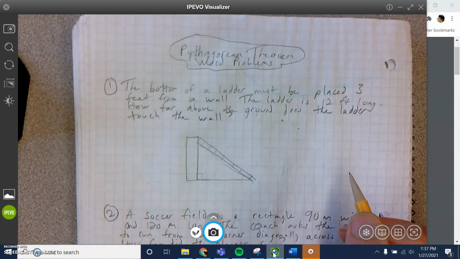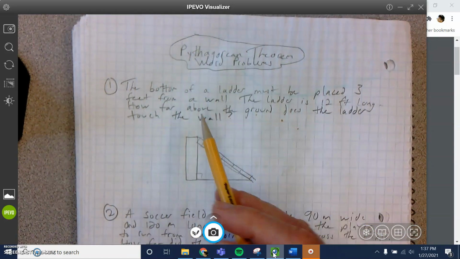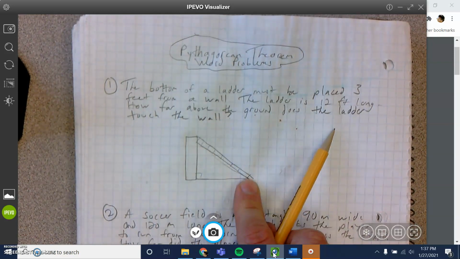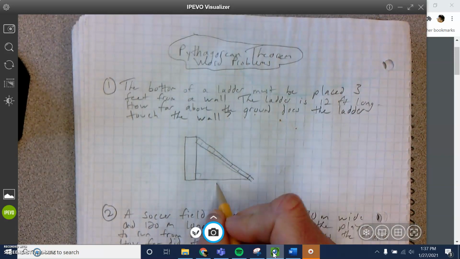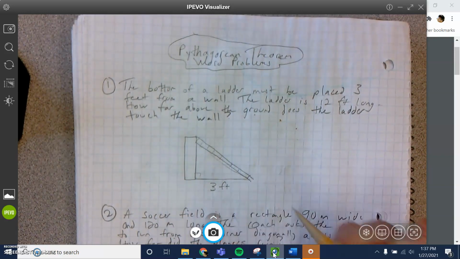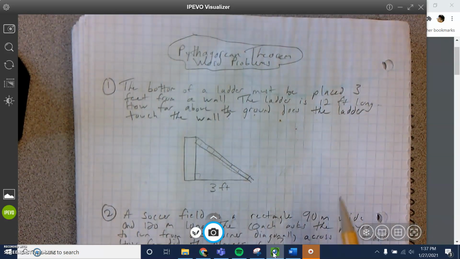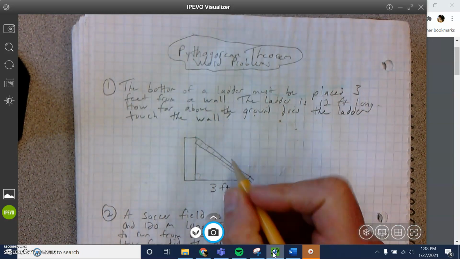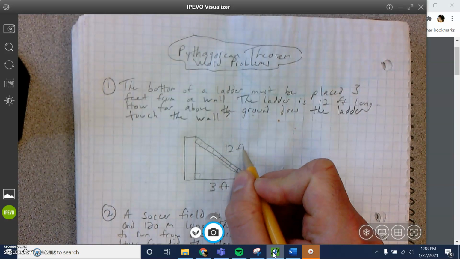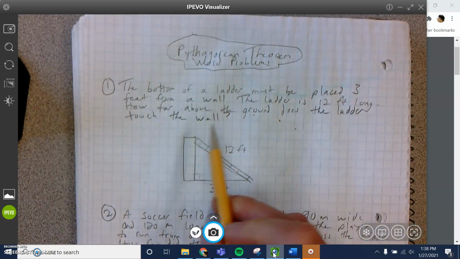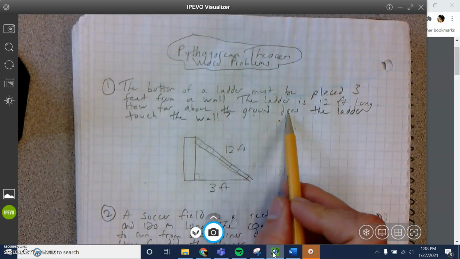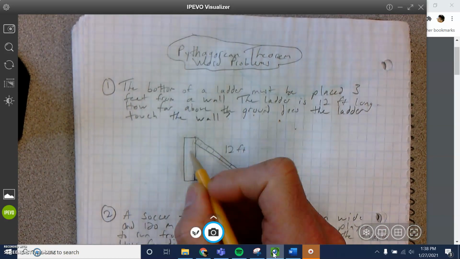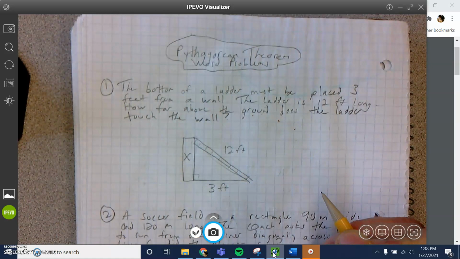There's a right triangle. Then I read the problem again. The bottom of a ladder must be placed 3 feet from the wall. So the bottom of the ladder is here, here's the wall, so 3 feet from the wall. This is 3 feet right here. The ladder is 12 feet long, so here's the ladder. It's 12 feet long. How far above the ground does the ladder touch the wall? So how far above the ground is here. This is going to be x.